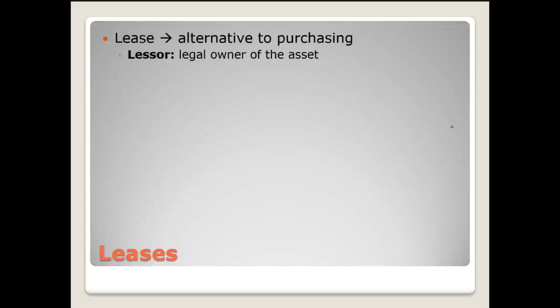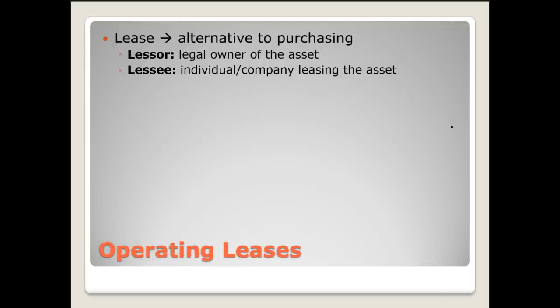Finally, your chapter deals with leases. And I'll just briefly go over this so you know how to deal with them. Leases are an alternative to outright purchasing an asset. It can be a bit like renting, though we are careful not to use that same term. There are some distinctions. When we are talking about leases, there is the lessor. That's the legal owner of the asset. And then we have the lessee, the individual or company that is leasing the asset.